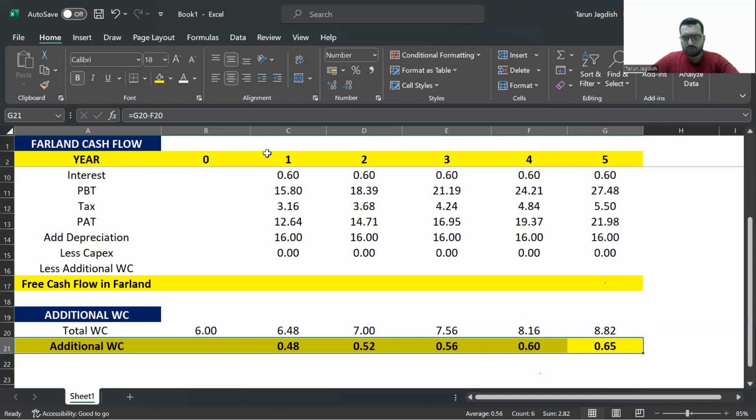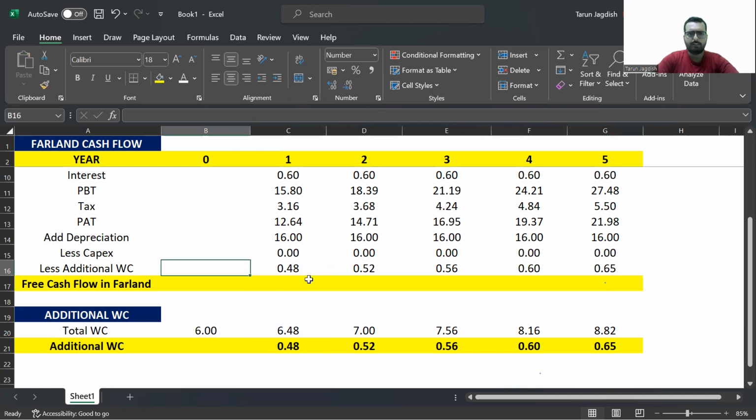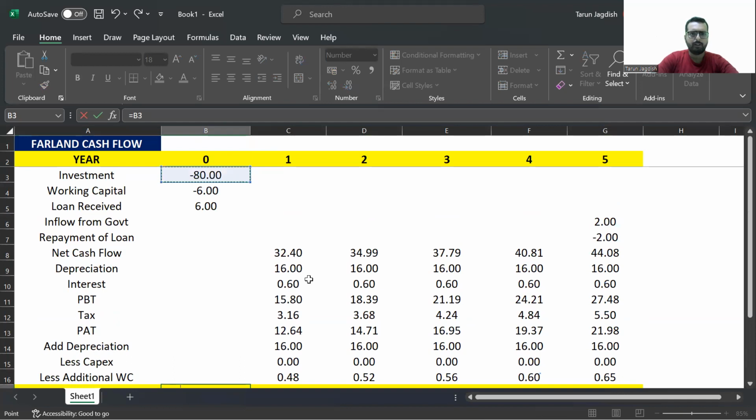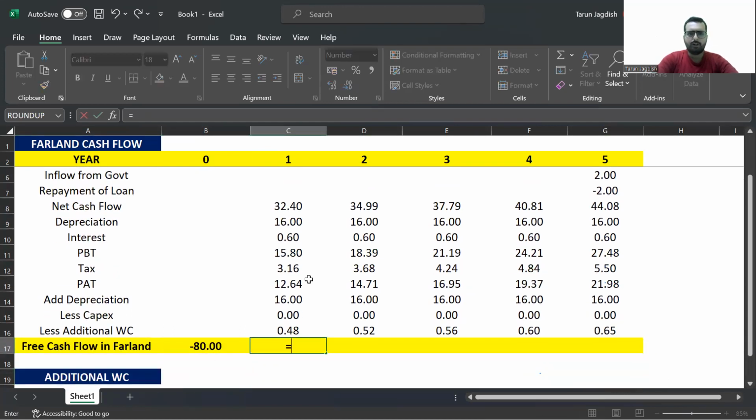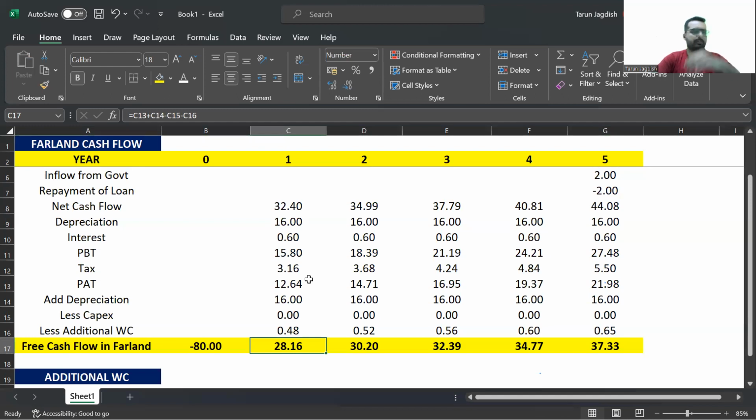Yes, is there any doubt on this? Okay. So what I'll do is I'll just take this additional working capital and put it over here. This will be equal to this number and pull it forward. So once this is done, I can put the initial investment over here. I'll put it as minus 80. Here the final one would be profit after tax, add back depreciation, minus capex, minus additional working capital. This is going to be your cash flows in Farland. 32.39, 34 and 37.33.